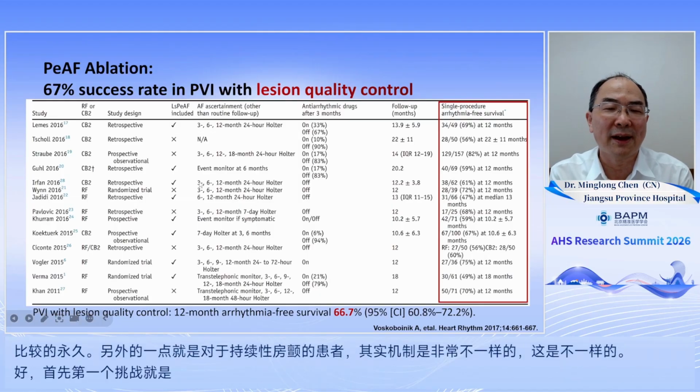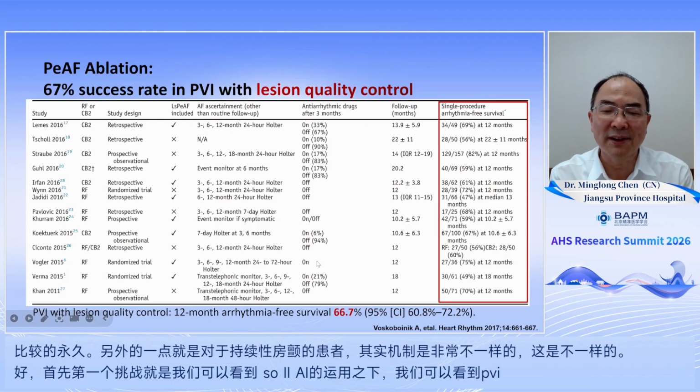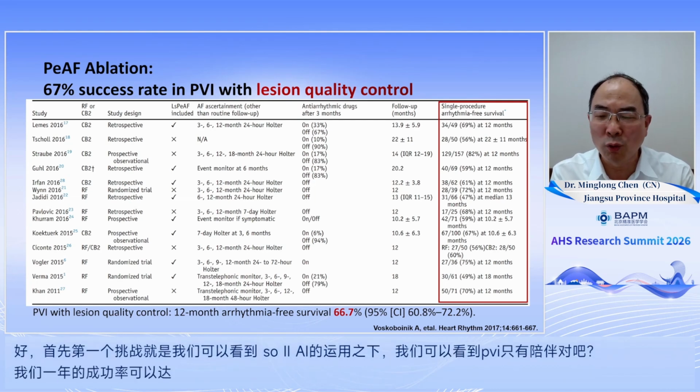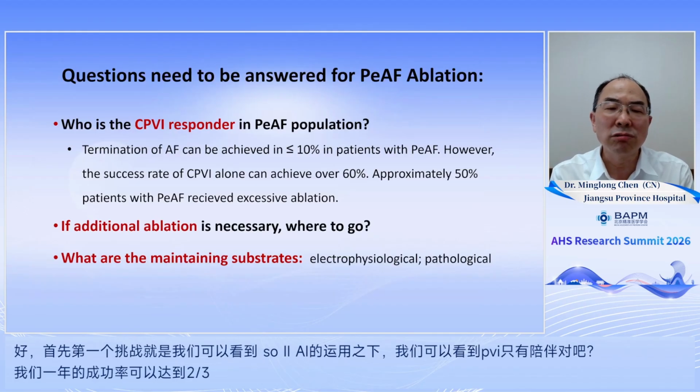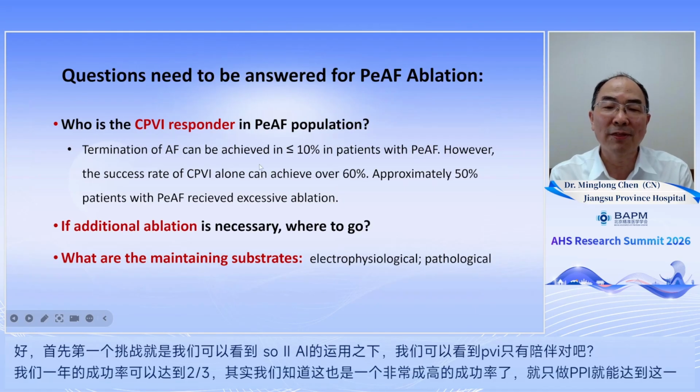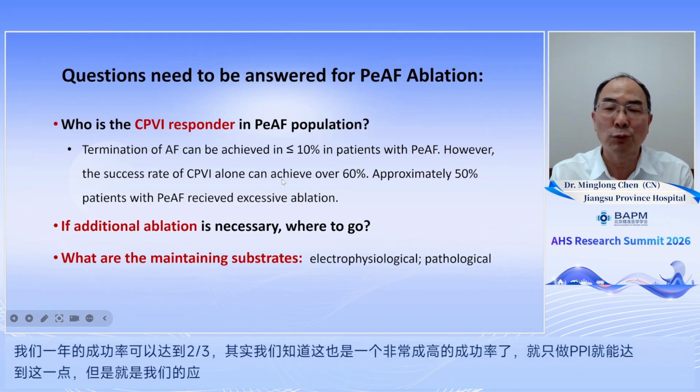With AI introduction, the lesion quality control, PV isolation for persistent AF, it's only PV isolation, the 1 year success rate can achieve 2/3. This is a very high success rate done by PV isolation only. But the question is, who is the PVI responder? Because we know that in less than 10% of the patients AF terminates during PV isolation.